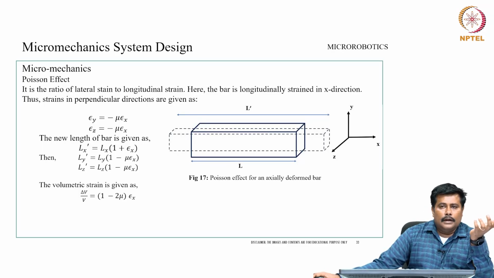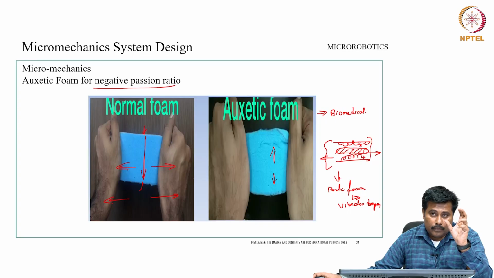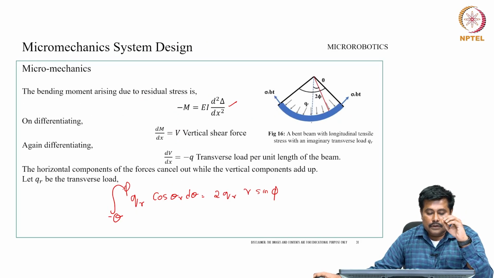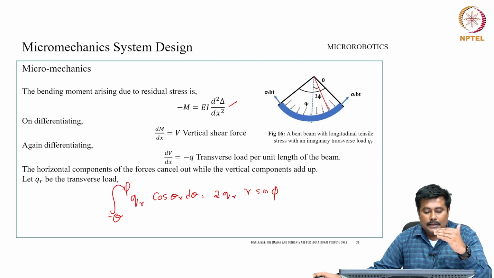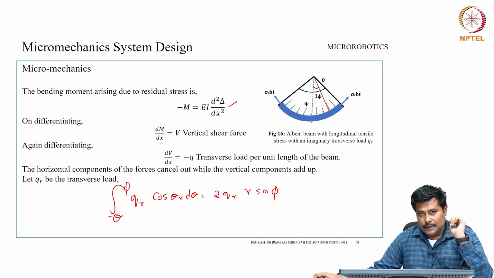Basically, we have taken an auxetic structure as one example. With reference to this auxetic structure, we saw how a negative Poisson ratio can be demonstrated, and we also discussed this micromechanism, the bending moment arising due to the residual stresses, which has a direct relevance towards the kind of biomorph application which we had discussed.